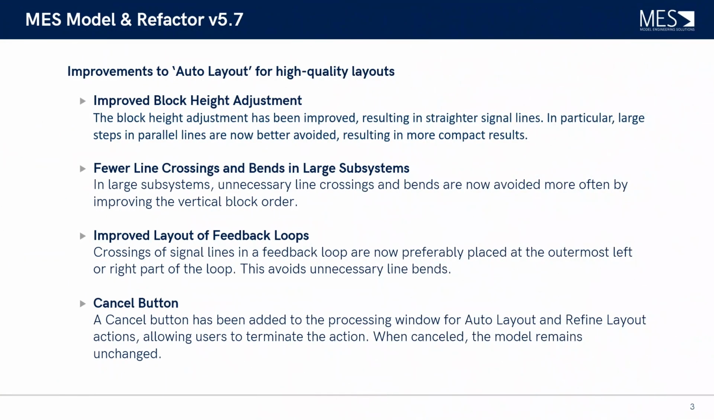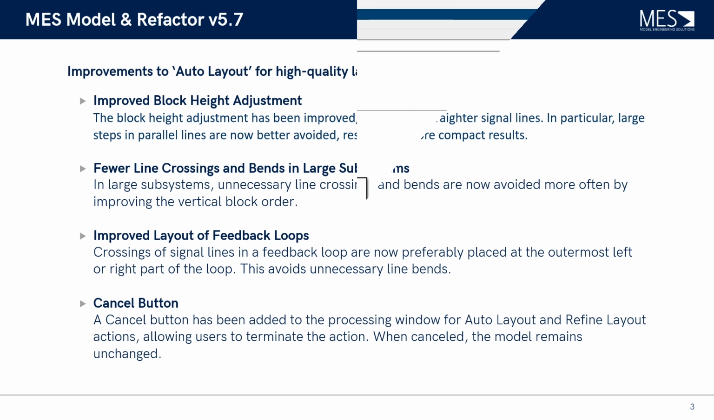These are the 4 biggest points since the last newsletter that I'd like to show you today. All changes are related to the auto layout functionality of MoRe. We improved the block height adjustment, we have fewer line crossings and bends in large subsystems. We also improved the layout of feedback loops, and we implemented a cancel button so you can stop your auto layouting when working on really big subsystems and it takes too long. So let's head over to Simulink so I can show you the changes directly in the tool.